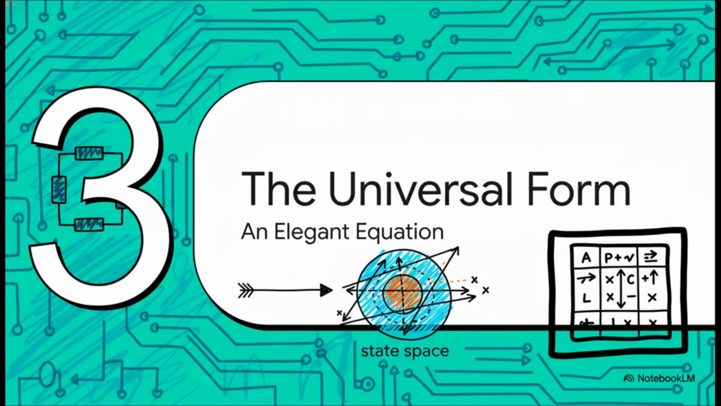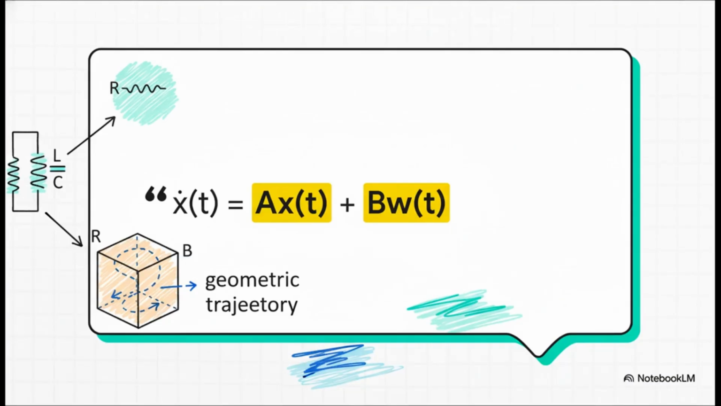And there it is, the result of all that work. And what's so cool is that this isn't just an equation for our circuit. It's a universal form that can describe a huge range of linear systems, from mechanical springs and masses to, believe it or not, even economic models. This one single compact equation tells the whole story.